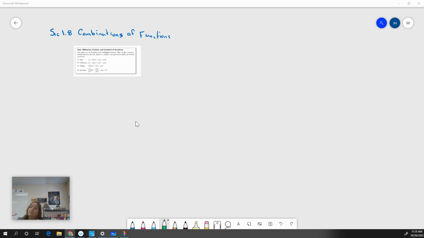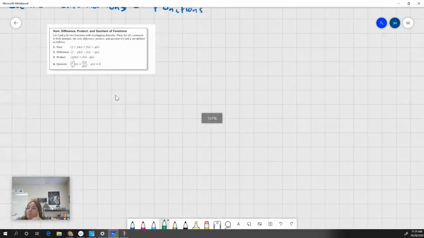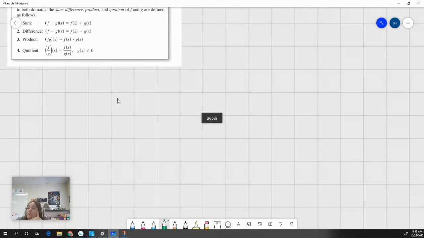All right, so today what we're going to be talking about is combinations of functions, mostly how to add, subtract, multiply, and divide functions. And then we'll also be throwing in something called a composition of functions. And so this will be posted on your PowerSchool, this little photo here.